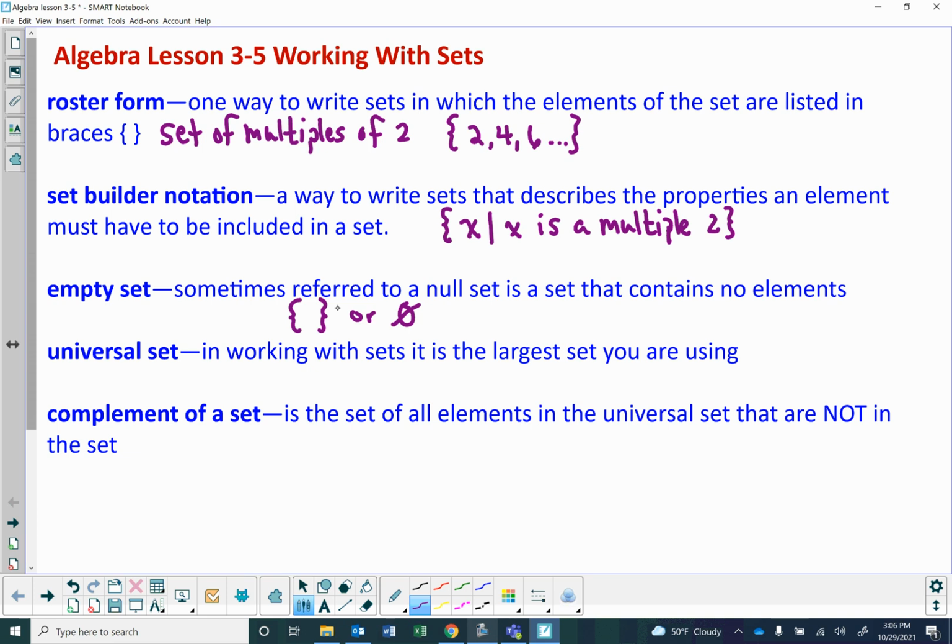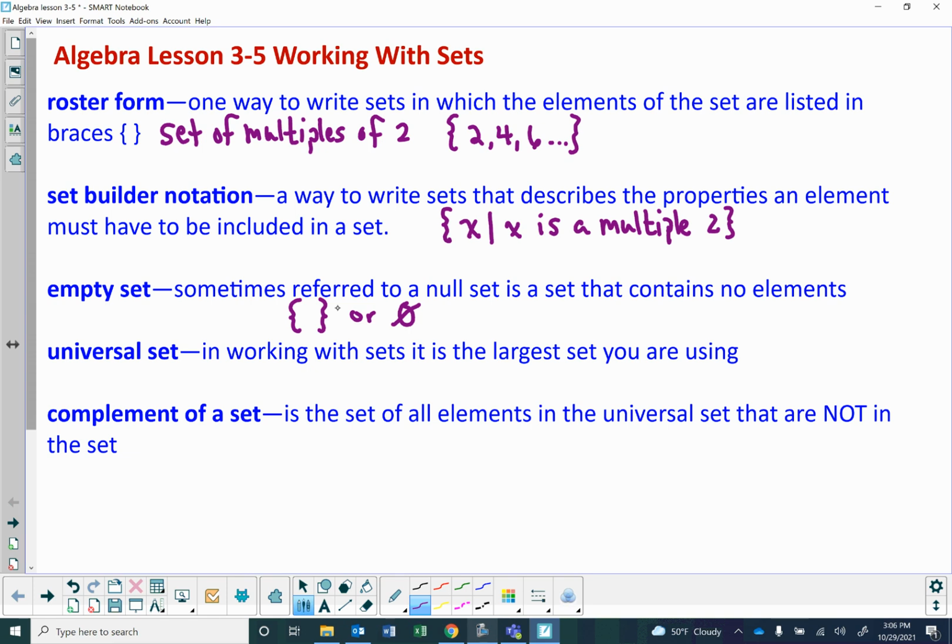The universal set, in working with sets, is the largest set you are using. So if you're working with real numbers, that would be your largest set. If you're working with integers, that would be your universal set, which means you'd be only working with positive or negative whole numbers. The complement of a set is the set of all elements in the universal set that are not in your original set.